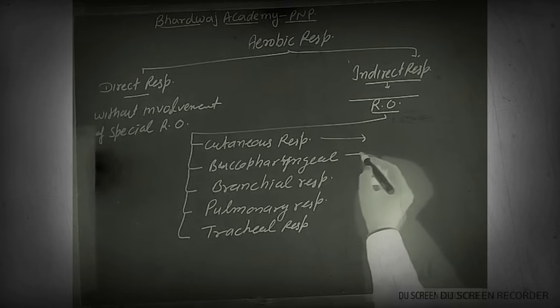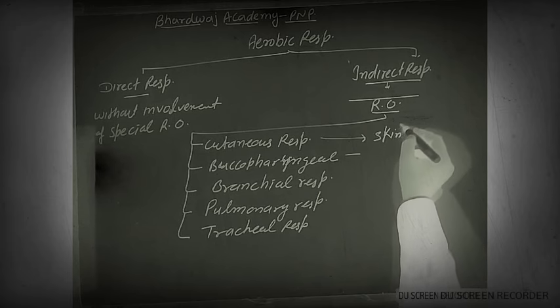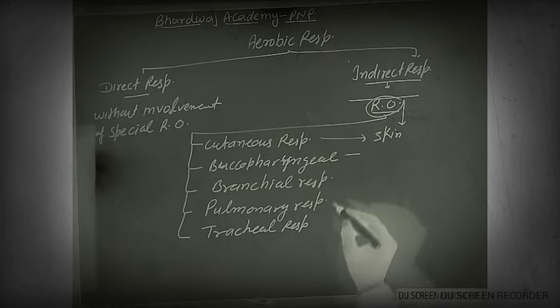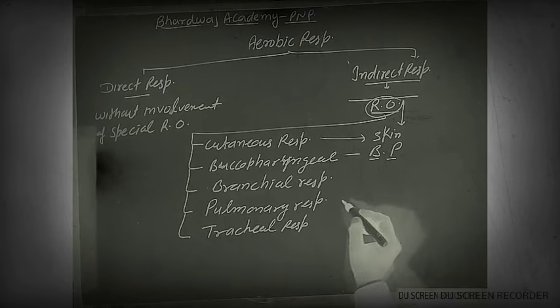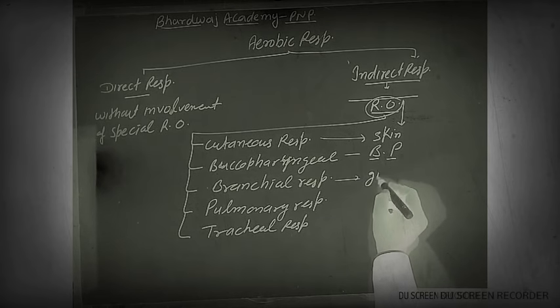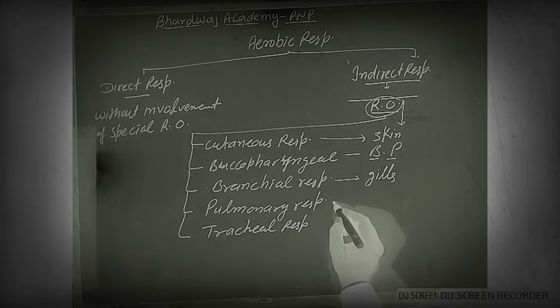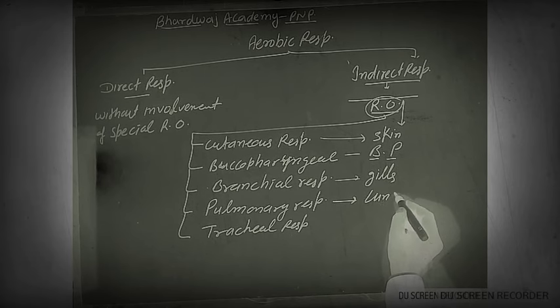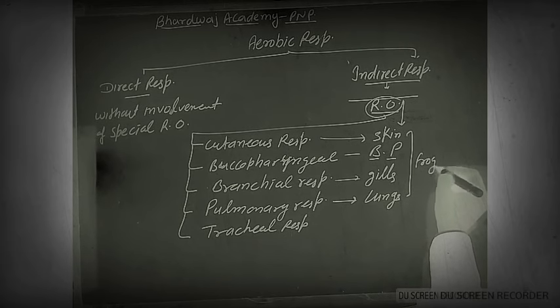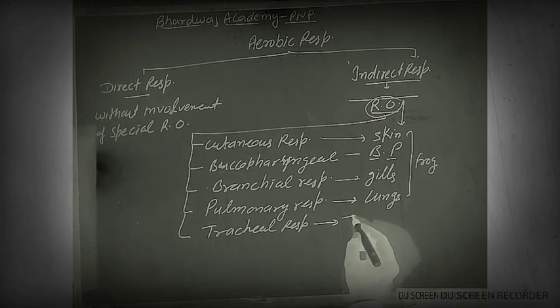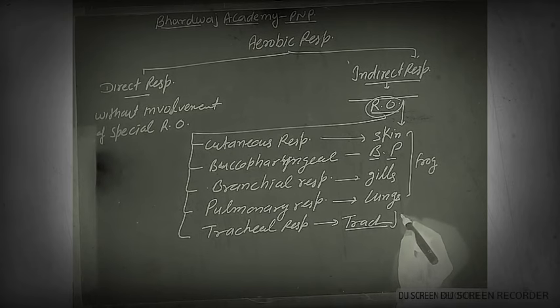Cutaneous respiration occurs through the skin, in which the respiratory organ is skin. Buccopharyngeal, in which the respiratory organ is the buccal cavity and pharynx, meaning the buccopharyngeal cavity. In bronchial respiration, the respiratory organs are gills. In pulmonary respiration, the respiratory organs are lungs. All these four types of respiration occur in frog. And the last one is tracheal respiration, in which the respiratory organ is trachea. This occurs in insects like cockroach.